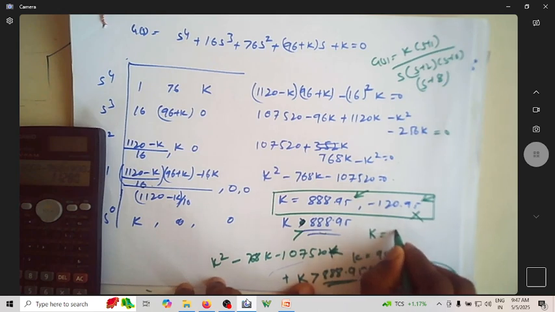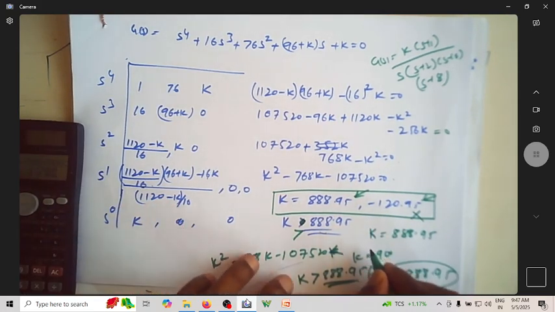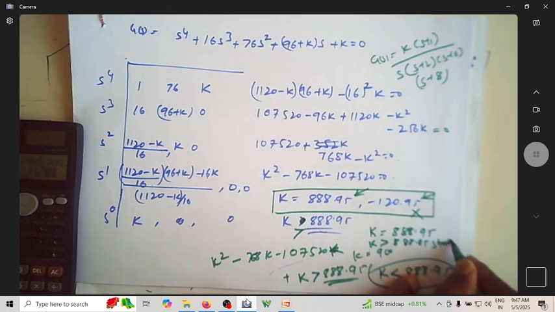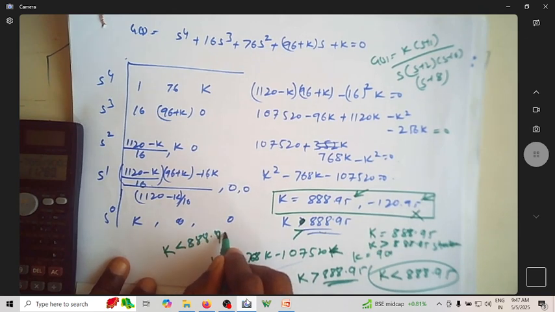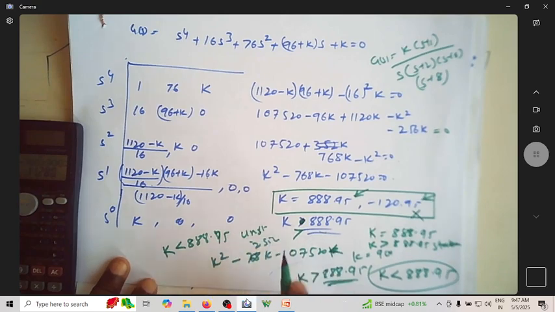So k equal to 888.95, the system is oscillatory. If the value of k is greater than 888.95, then it is stable, no sign change. Then if k is less than 888.95, the system is unstable with two sign changes.